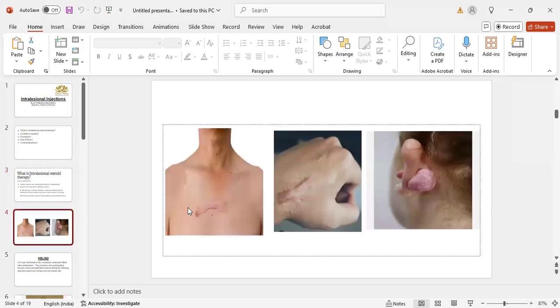So can you see the pictures of keloid? First picture is a keloid on the anterior wall of the chest. Second picture is of a keloid on a hand. And third is a keloid on an ear lobule. I am audible, right? Yes, ma'am. Okay.